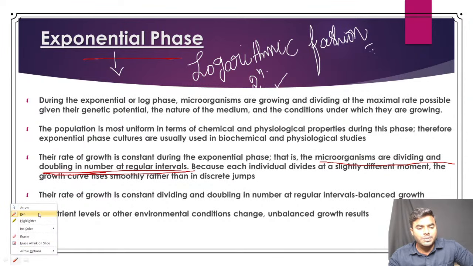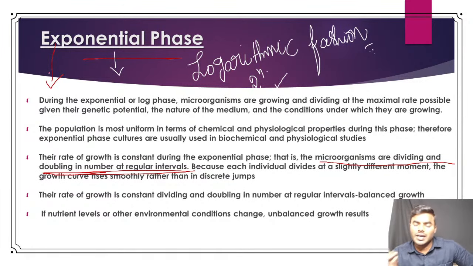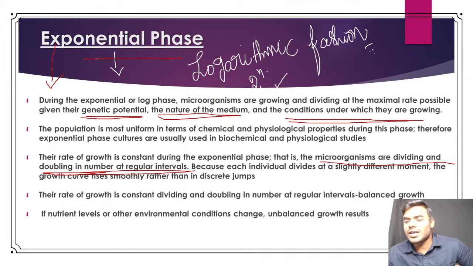And one more important point: most of the students will think that once a cell from the lag or preparatory phase enters into the exponential phase, it is growing exponentially all the time. That is also a wrong statement. You have to remember, when a microorganism wants to grow exponentially, friends, there should be some conditions. What are the conditions? The genetic potential of that particular microorganism should be strong, the nature of the medium should be good, and the conditions under which they are growing. Here the word conditions means, friends, there should not be a competition.